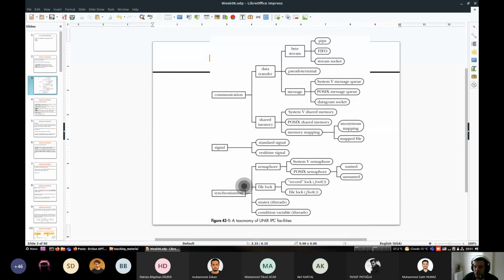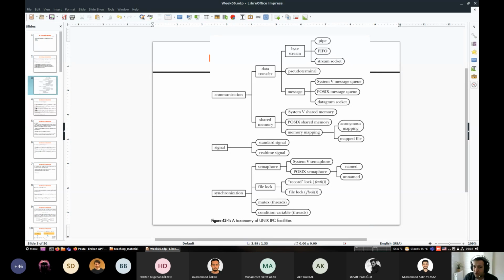And of course, for synchronization, we have semaphores, which also are subdivided into System 5 semaphores, POSIX semaphores, named semaphores, unnamed semaphores. We have file locks, such as record locks, in order to lock only a section of a file, or file locks in order to lock the entire file. We have mutexes, we have condition variables, and so on, and these last two are only available in threads. So this is a general panorama, an overview of all the tools that are available.